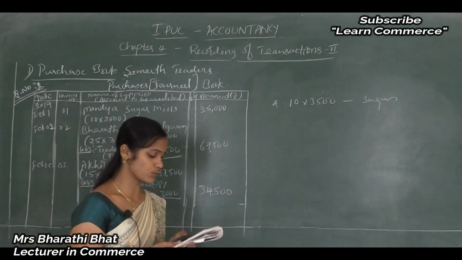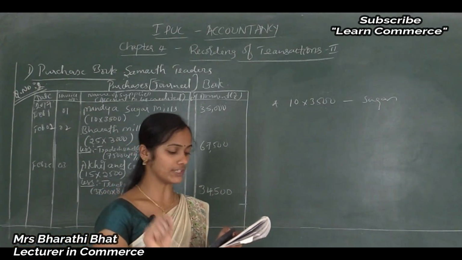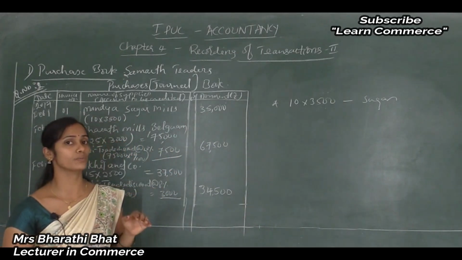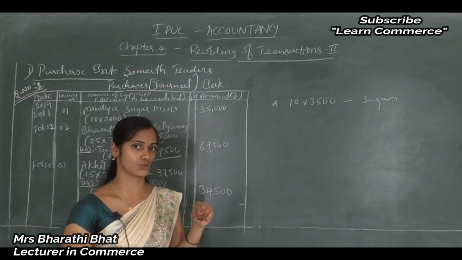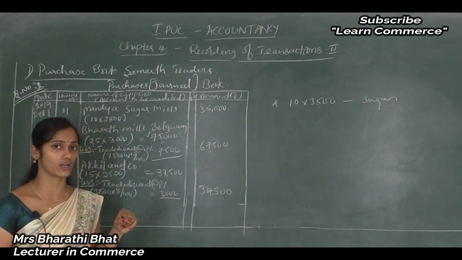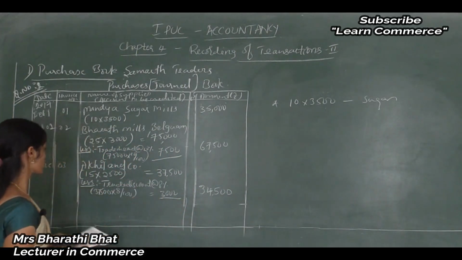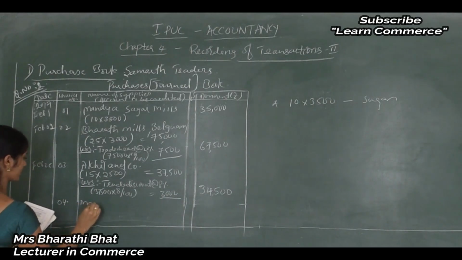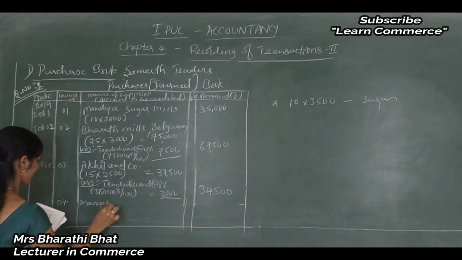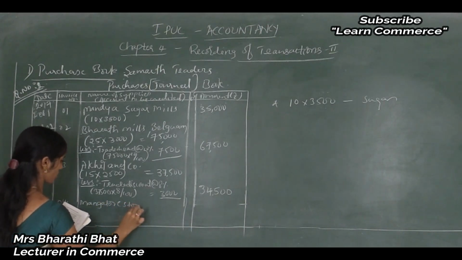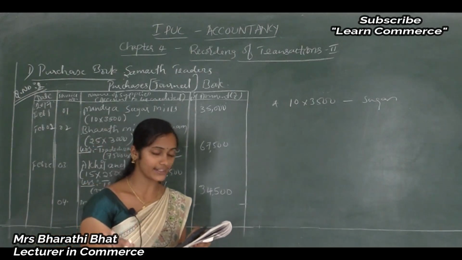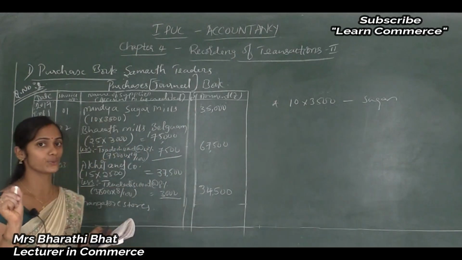34,500. And the next one, purchased 5 tins of coconut oil from Mangalore Stores. From whom? From Mangalore Stores. So Mangalore Stores is considered as what? Seller or supplier. So just write the fourth one, Mangalore Stores. 5 tins at what rate? 2,000 per tin.